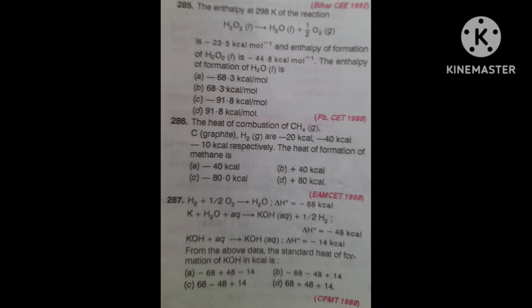Again I am repeating the question. The heat of combustion of CH4, C and H2, where C means graphite and H2 gas, are minus 20 kilocalorie, minus 40 kilocalorie, minus 10 kilocalorie respectively. The heat of formation of methane is: first option minus 40 kilocalorie, second plus 40 kilocalorie, third minus 80.0 kilocalorie, fourth plus 80 kilocalorie.